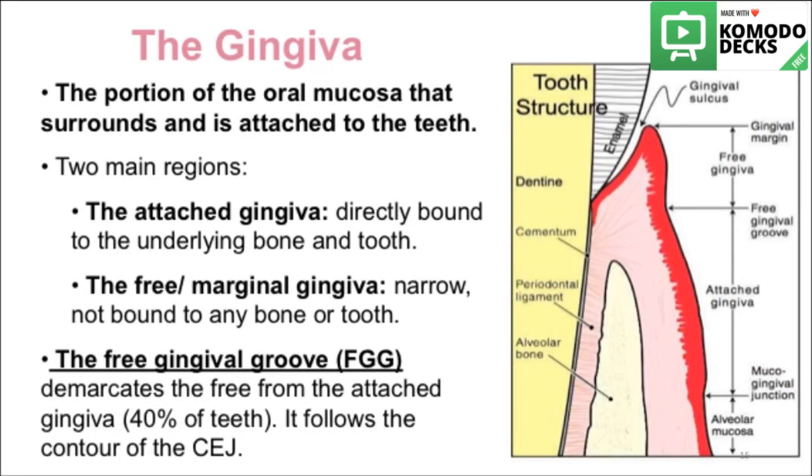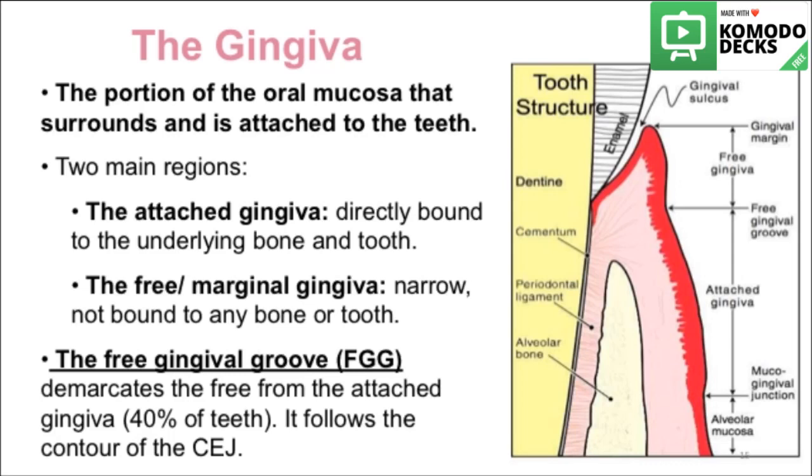The gingiva is the portion of the oral mucosa which binds the tooth and surrounds the teeth. So we have two main regions: either it is bound to an underlying bone or tooth, and therefore it's called attached gingiva, or it is not bound to either a bone or tooth, which is called the free or the marginal gingiva.